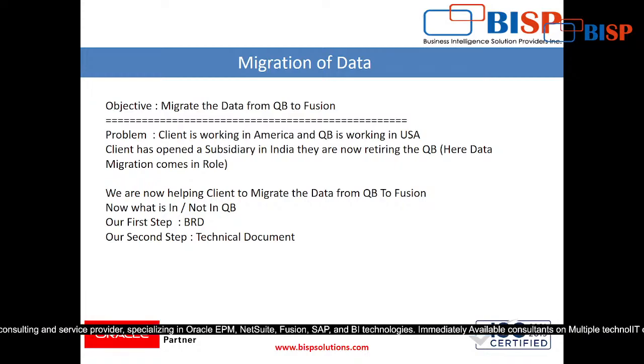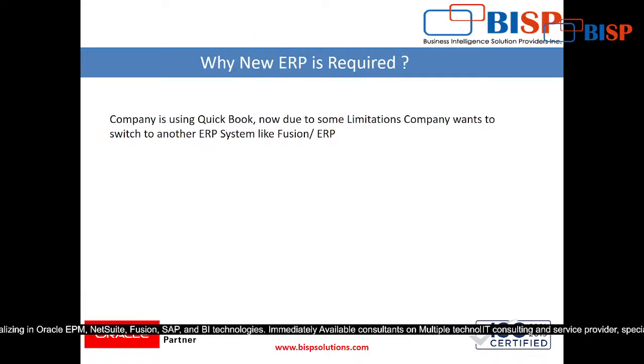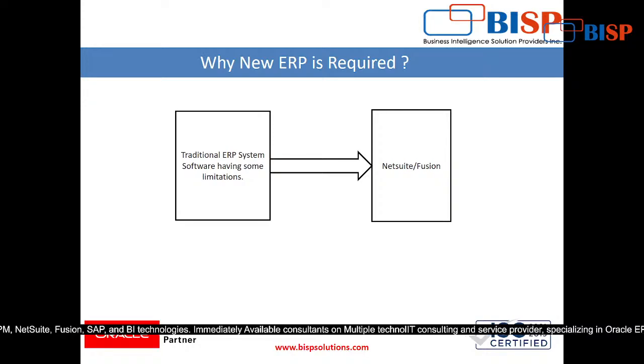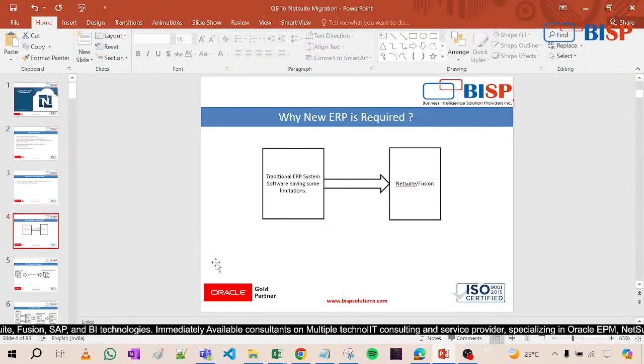First of all, we will see exactly what they are doing in QB, that is QuickBooks, and what we are offering them. So why is a new ERP required? They were using QuickBooks, and there are some limitations they were facing. We will discuss one or two, and then move ahead, because the main target of this webinar is to show the complete process of migration of data.